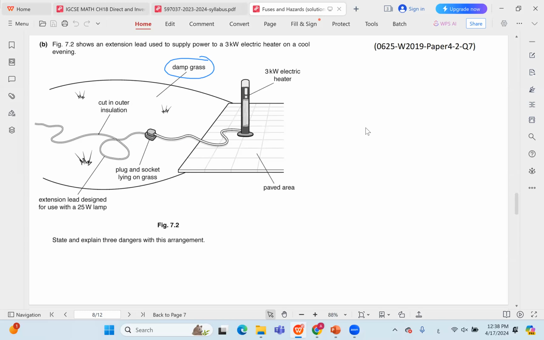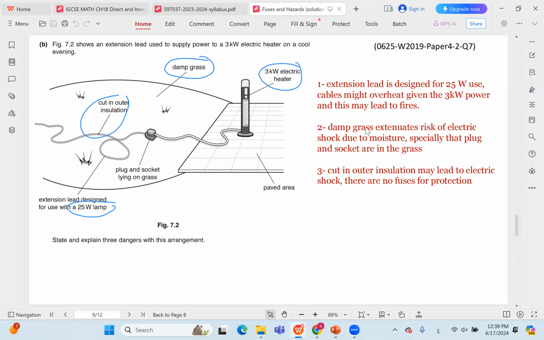Now, the extension lead is designed for use with a 25-watt lamp. So it's used for small current, small power. However, the electric heater is 3 kilowatts. So, of course, this is a much higher power rating than what the extension lead is designed for. So this is an issue. Furthermore, there is a cut in the outer insulation, as you can see here. So the wire is exposed, and there is another danger here of electric shock.